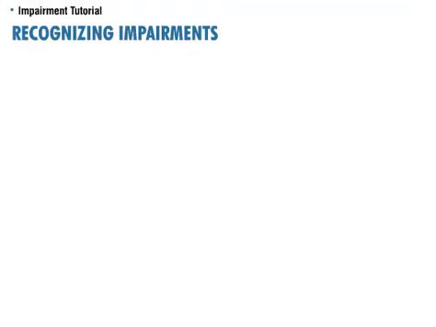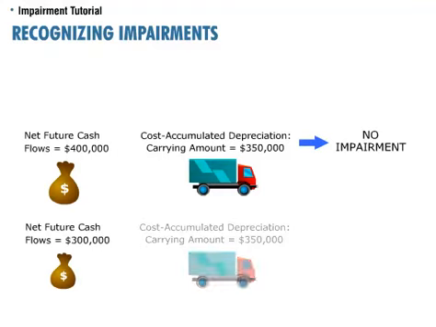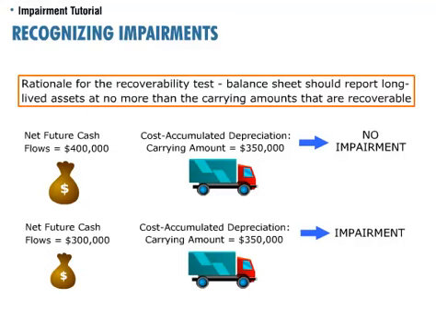The recoverability test is a screening device to determine whether an impairment has occurred. For example, if the expected net future cash flows from an asset are $400,000 and its carrying amount is $350,000, no impairment has occurred. However, if the expected future net cash flows are $300,000, an impairment has occurred. The rationale for the recoverability test is the basic presumption that a balance sheet should report long-lived assets at no more than the carrying amounts that are recoverable.